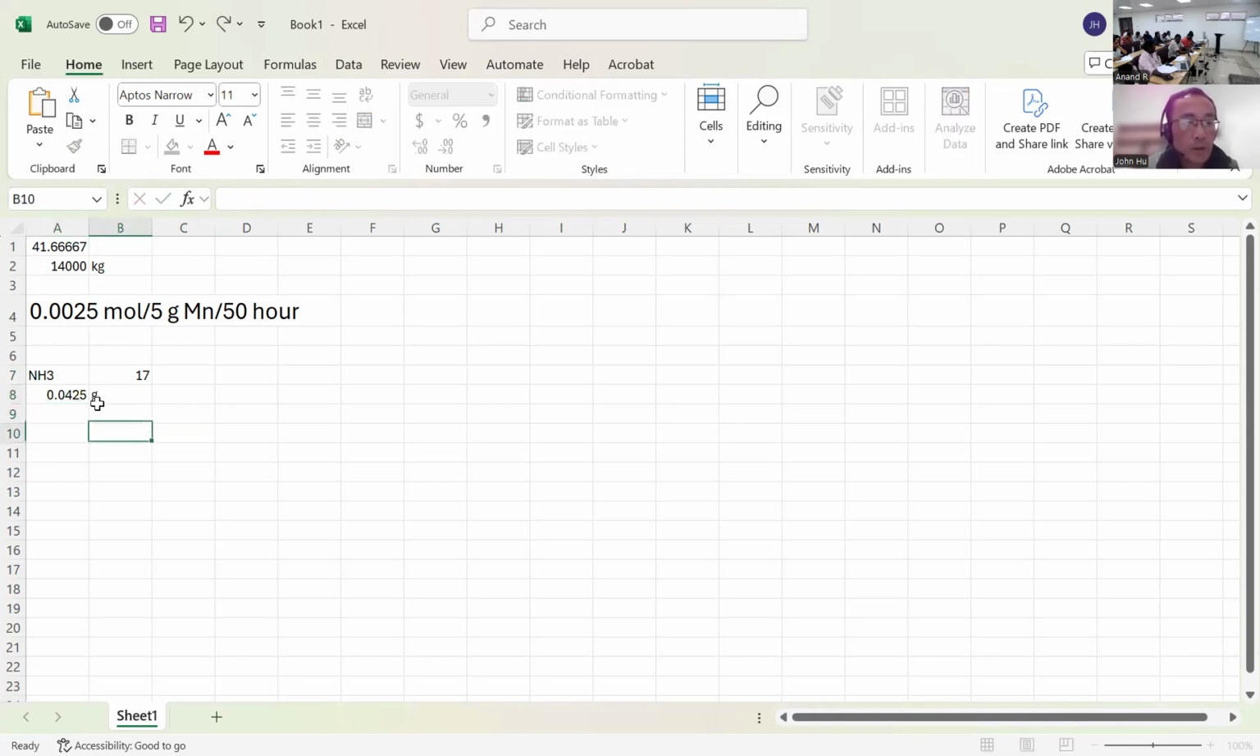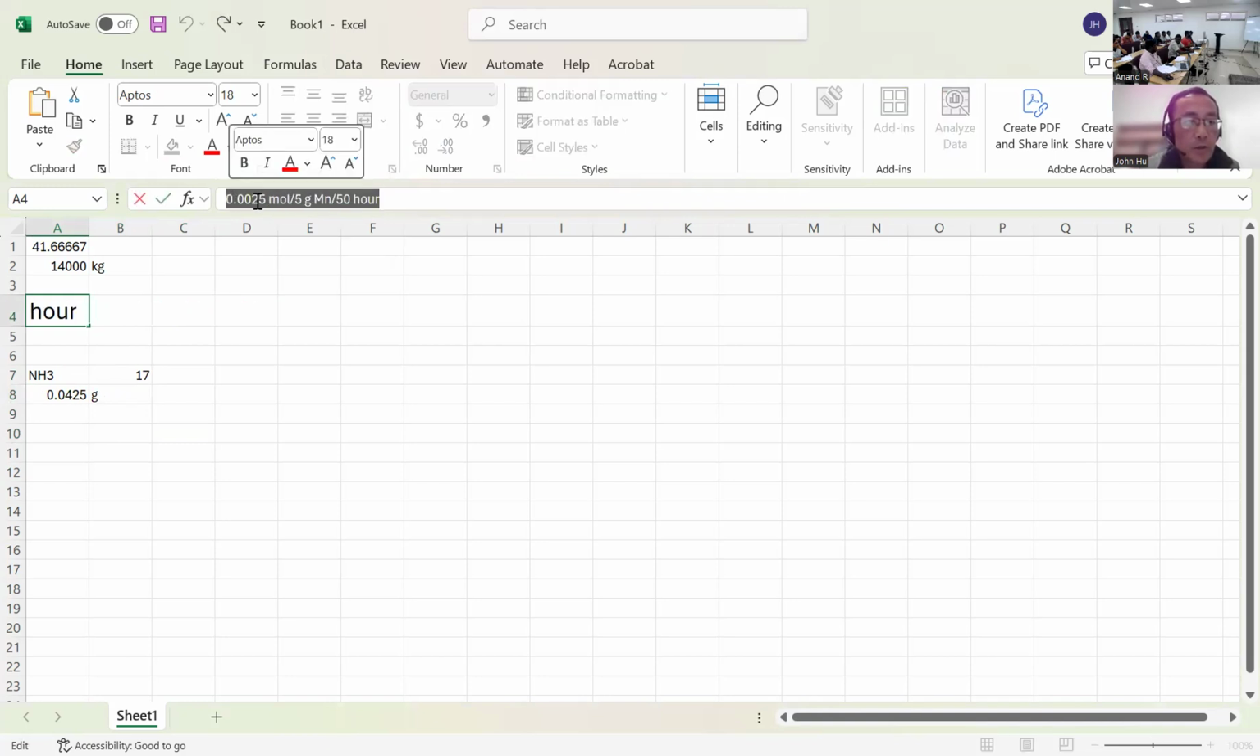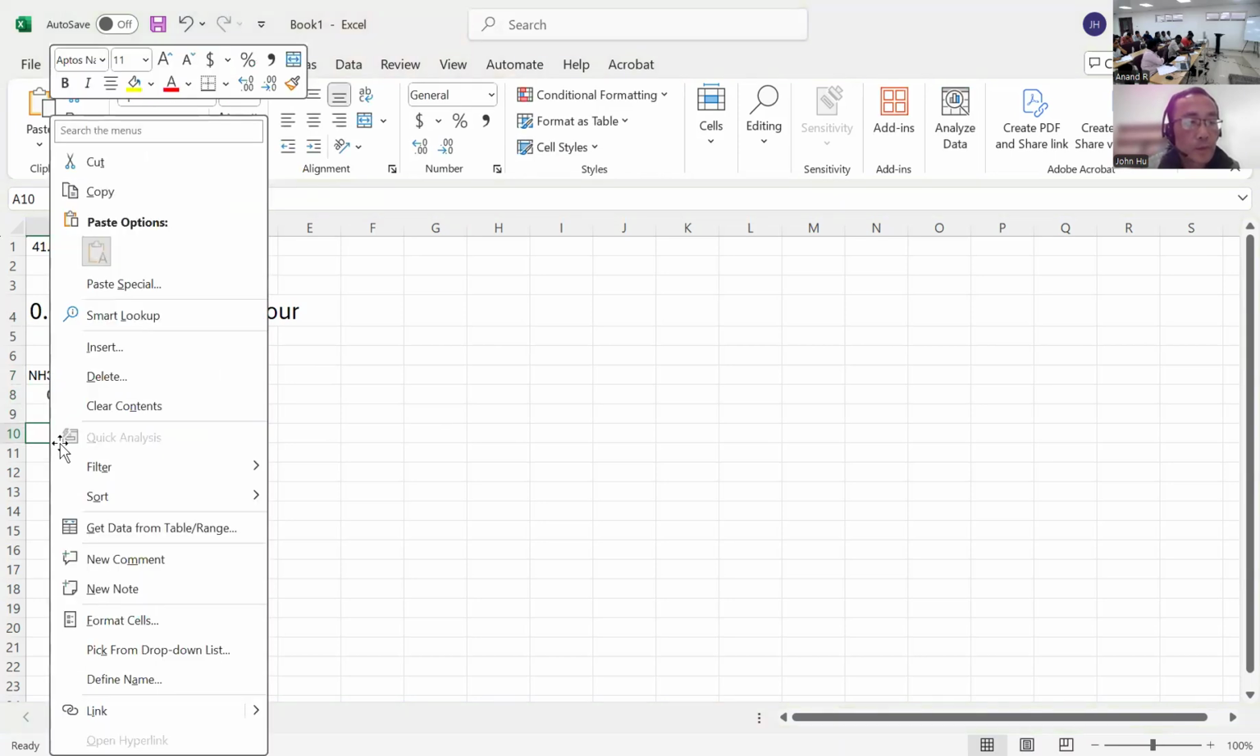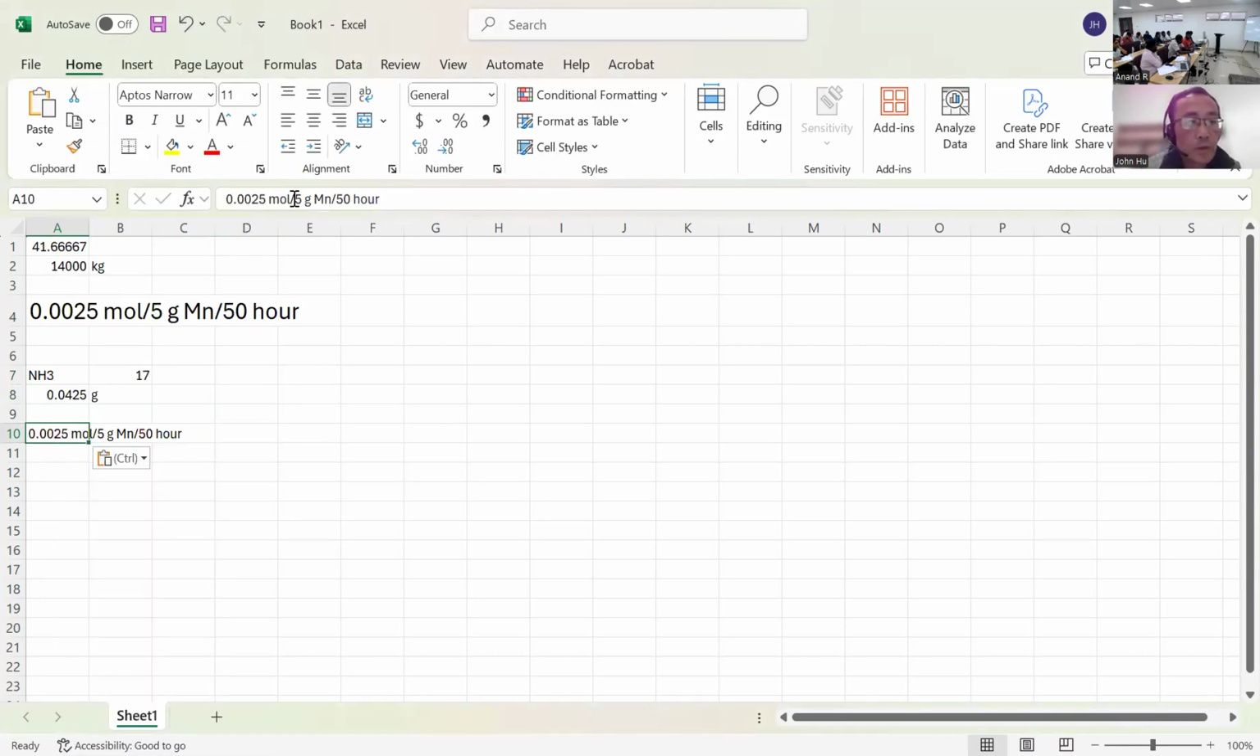So now I'm changing this formula. 14 plus 3, multiplying by 0.0025, gives 0.0425 gram. So I want to show step by step. I'm only changing one parameter at one time. So I'm changing mole into grams. So now it's 0.0425 gram, still 5 gram and 50 hours.